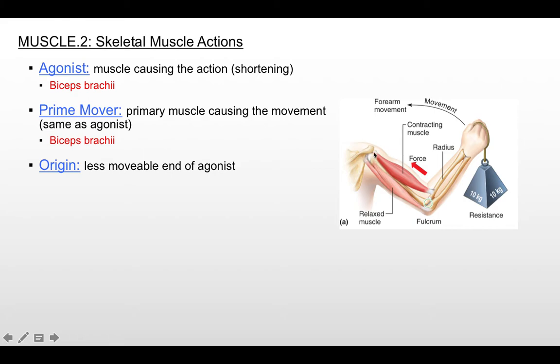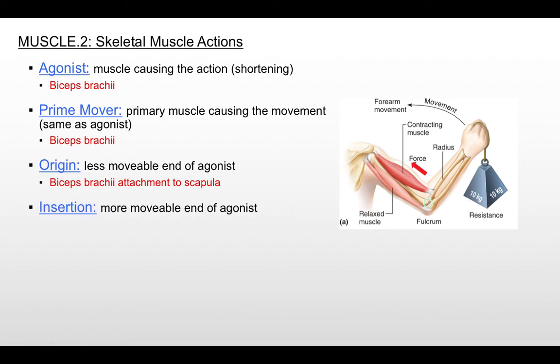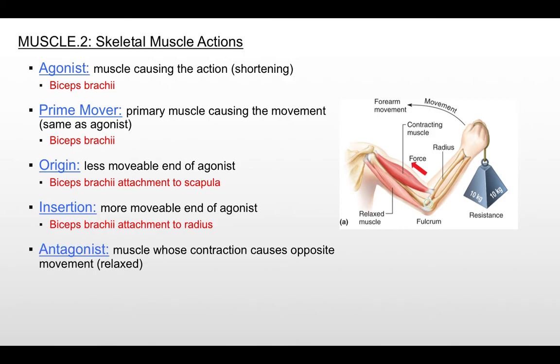So the less movable end of the agonist is referred to as the origin. So here is its origin, where it attaches to the scapula. The mobile end would be the insertion. So this would be where it attaches to the radius. You always have to mention the muscle name as well as the bone name when discussing these attachment sites.